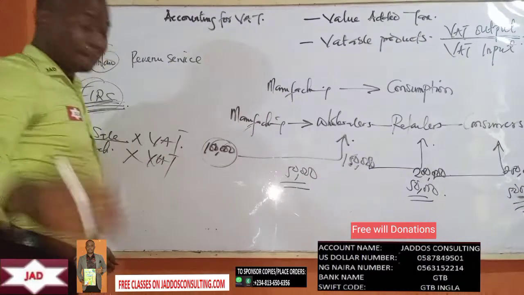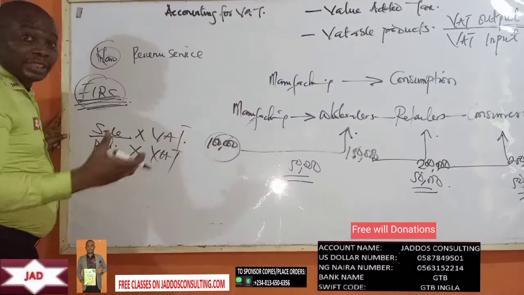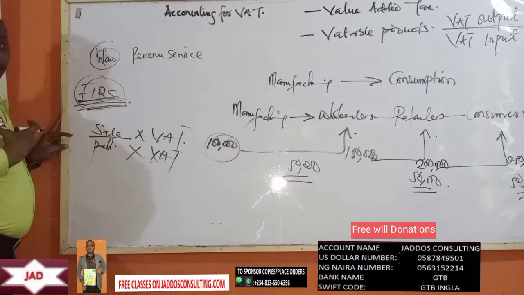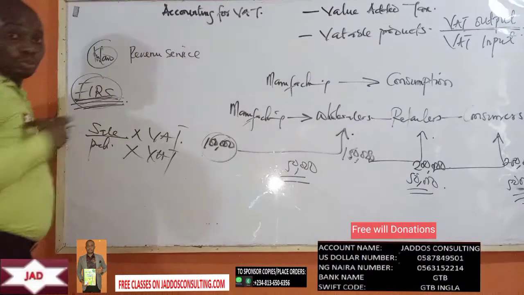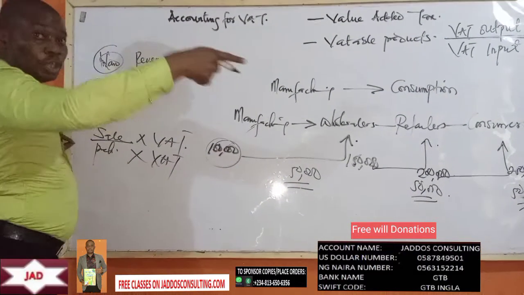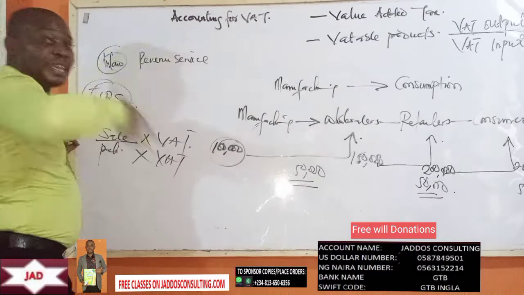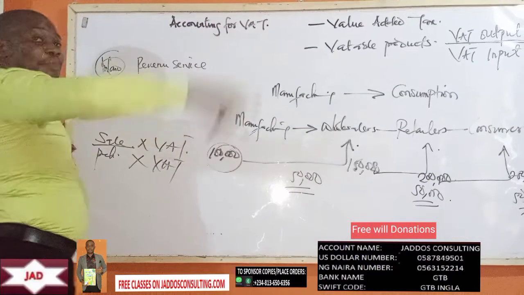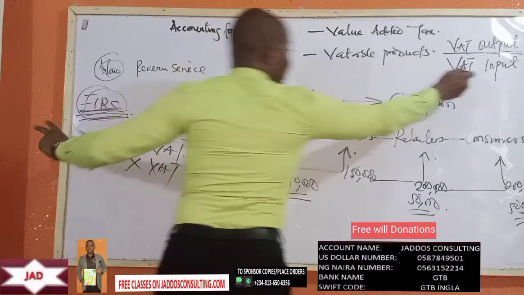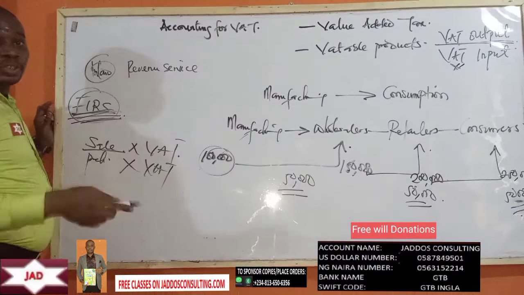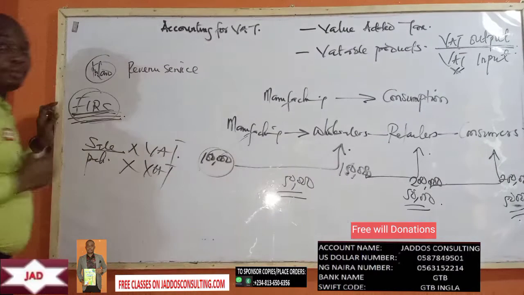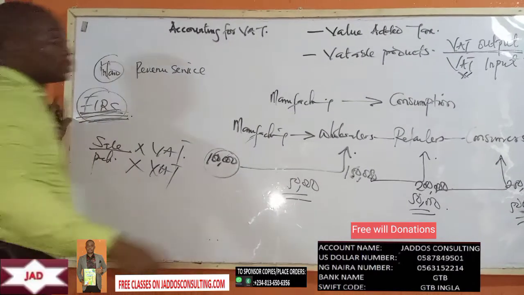So what am I saying? If somebody is selling something to you, that means you're purchasing. If it's a vatable product, that person will add VAT to the invoice that is selling to you. So that means you're going to pay for that product, and as you're paying for the product, you're also paying the VAT. That VAT you're paying on the product you purchased is called VAT input. But when you're selling, you're also going to charge VAT. When you charge VAT, you collect it from them.